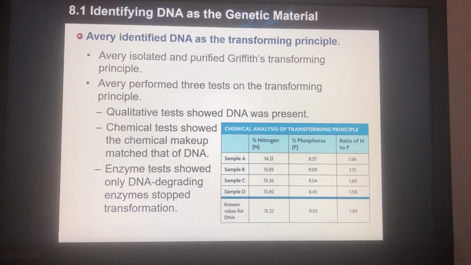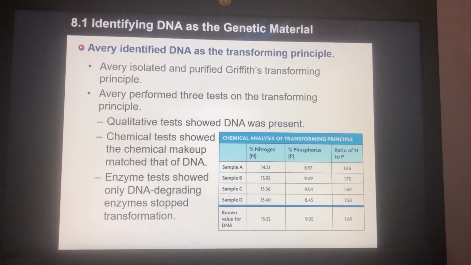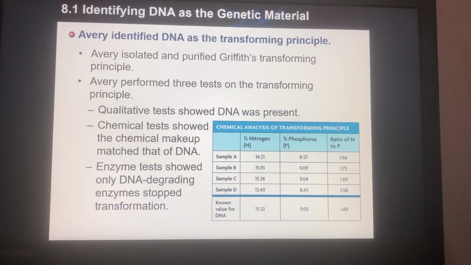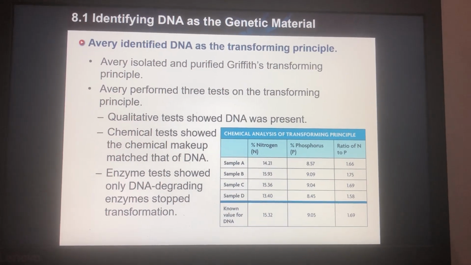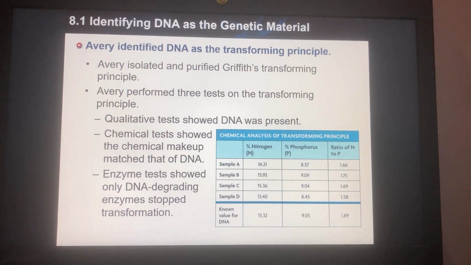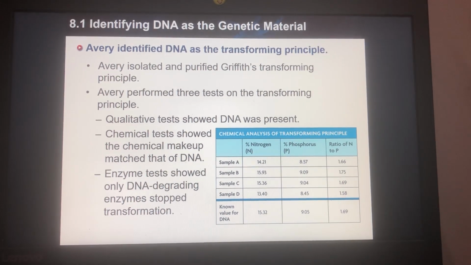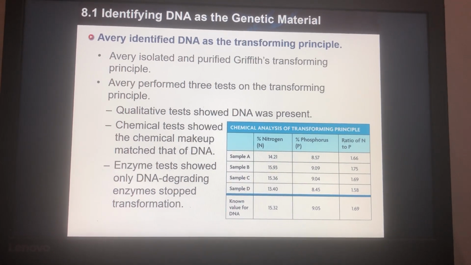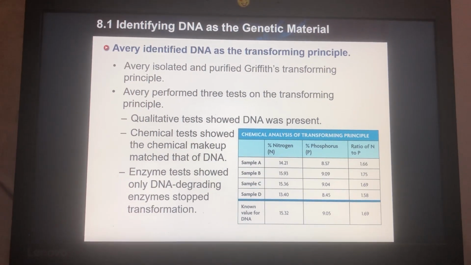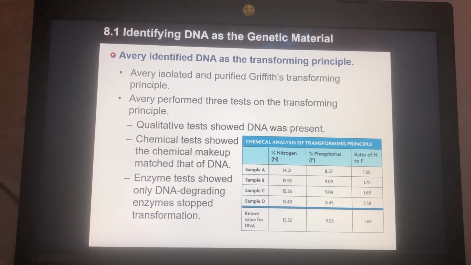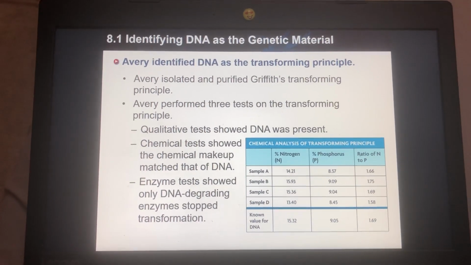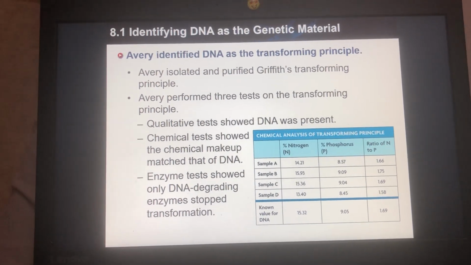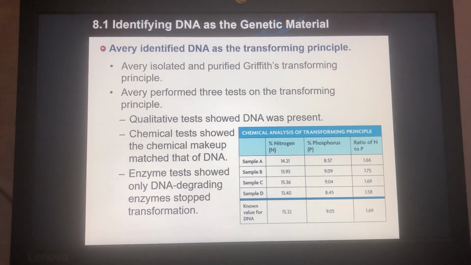What does it mean? He found that the ratio between nitrogen and phosphorus in the transforming principle was exactly like the ratio of nitrogen and phosphorus in the DNA. This is the chemical makeup. Then he started to get enzymes to destroy the DNA. What do you think will happen if he destroyed the DNA in the transforming principle? Will transformation occur? According to your knowledge now, yes, I do know that the DNA is the genetic material, so of course transformation will occur.